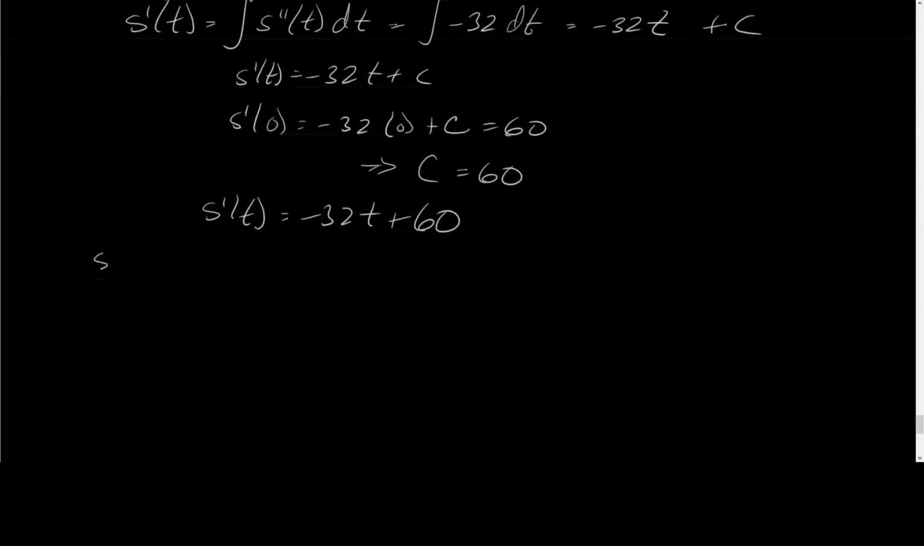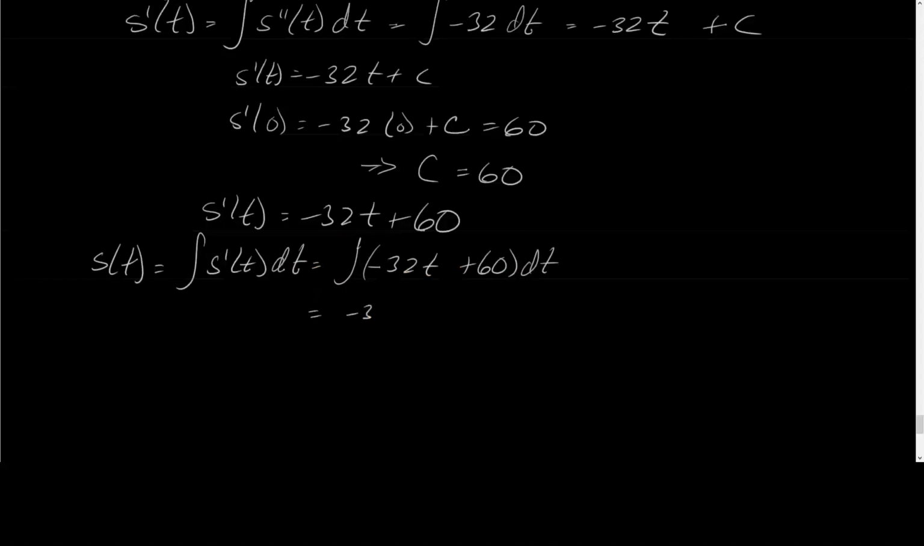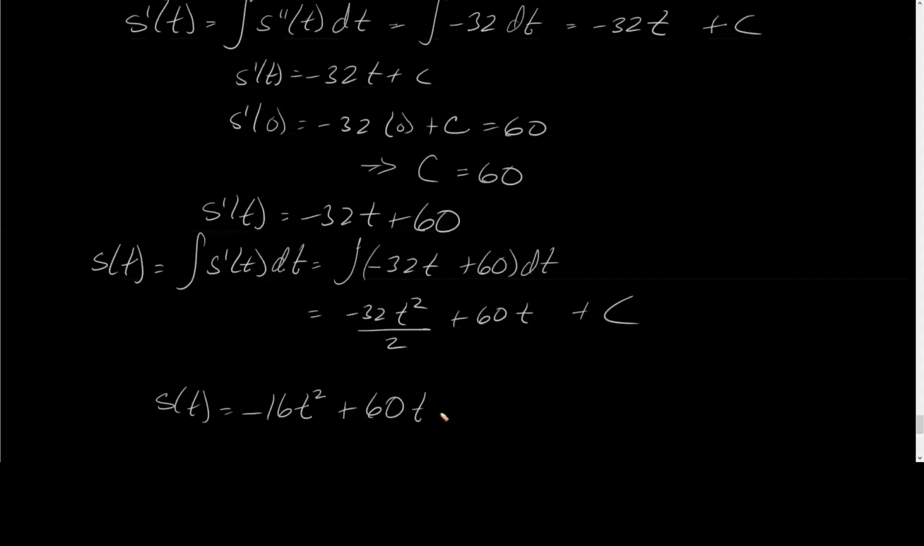At that point, I can figure out my position function s of t by saying it's the antiderivative of s prime of t dt, which ends up being the antiderivative of negative 32t plus 60. So add 1 to the exponent, divide by the new exponent. Add 1 to the exponent, well, t just becomes t to the 1, and then plus c, right? So really that tells us that s of t is negative 16t squared plus 60t plus c, right?